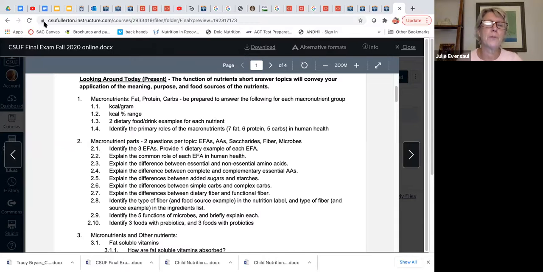So for example, then, for 1.3, 2 dietary food drink examples for each nutrient. For fat, your first response would be avocado. Your second response would be, what would be another one? A food with a healthy fat. Okay, wild salmon, Jesse, thank you. Denise, yes, salmon, absolutely. Oh, you're all into the salmon.